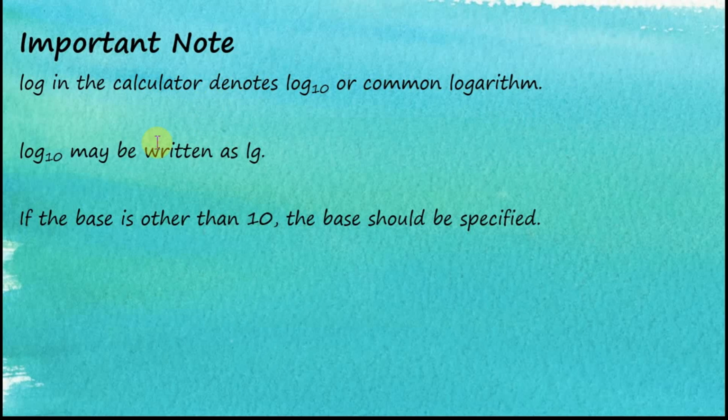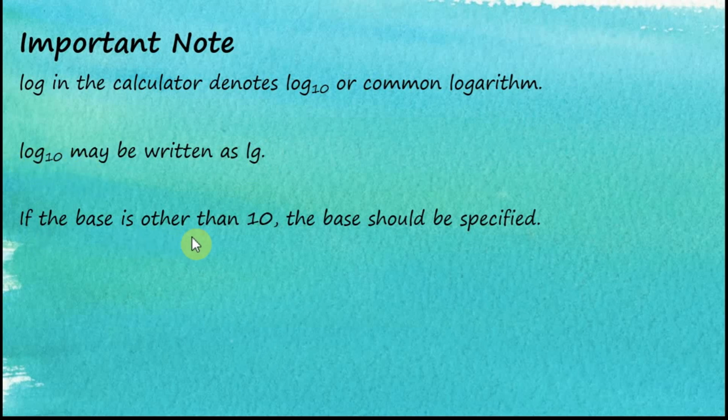Now, if we would like to find the answer for logarithms on a calculator, you need to know that the log on the calculator denotes log base 10, or the common logarithm. The logarithm with base 10 is called the common logarithm. When you answer any questions, log base 10 can be written as just lg. If the base is 10, we can write lg straight away, and this indicates that the base is 10. So you don't need to write log base 10; you can just write lg.